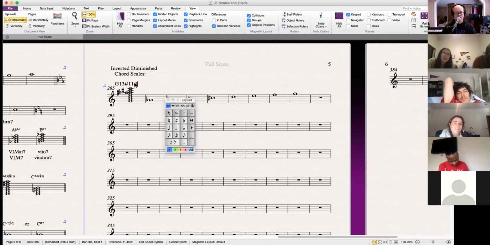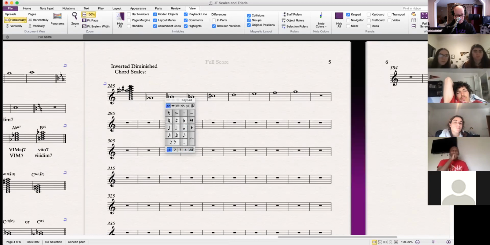Oh, I didn't do it as a chord. What's going on here? G13. It's not giving me the symbol. Let me try it again. Sorry about that. Let me just call it a G7. Okay, plus we have a 13 in there too.